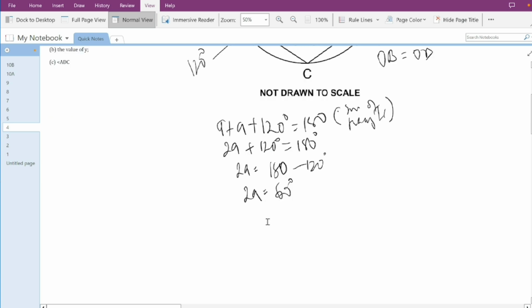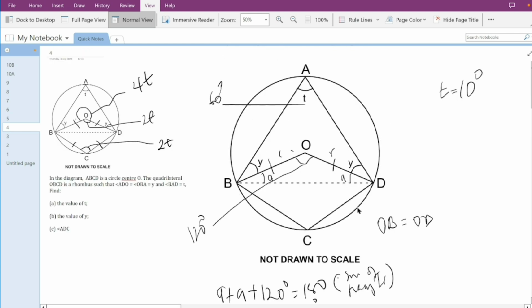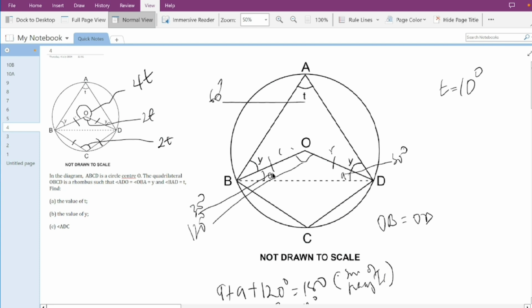Since we're looking for A, we divide both sides by 2. 2 cancels 2, and 2 in 60 is 30. So we have A equals 30 degrees. Now that we know A is 30 degrees, this is also 30 degrees. Once we've gotten the value of A to be 30 degrees, we can now find the value of y.